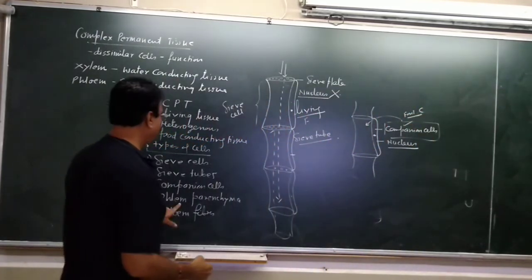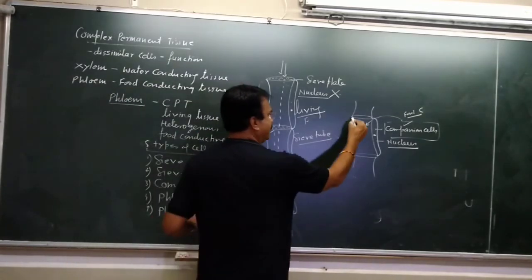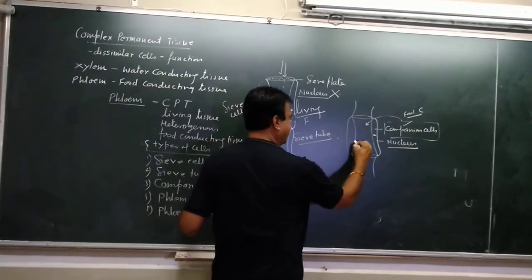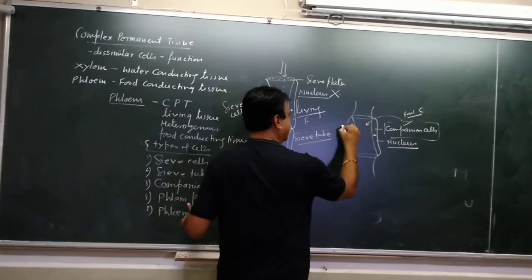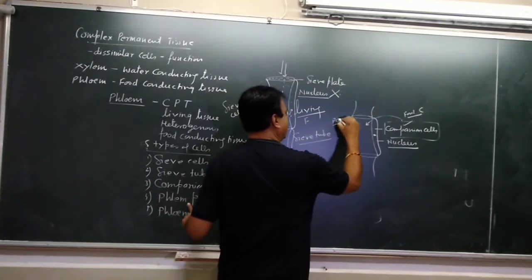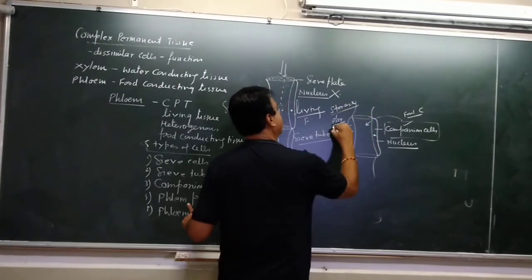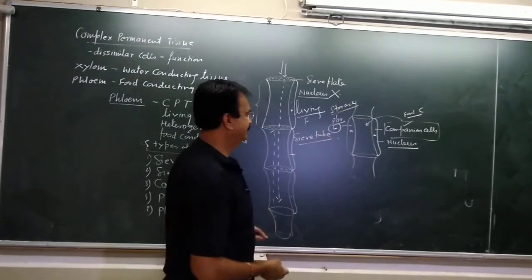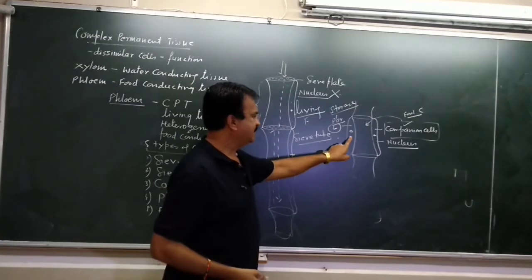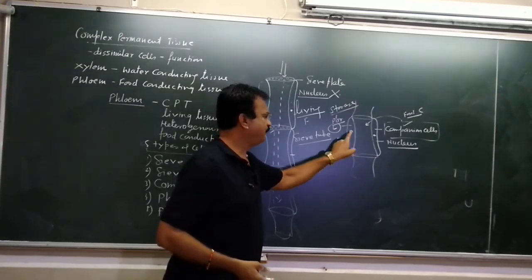Next component is a phloem parenchyma. A parenchyma cell is attached to this, and we know parenchyma function is storage. Parenchyma is a living cell. So parenchyma cell associated with phloem is called phloem parenchyma.